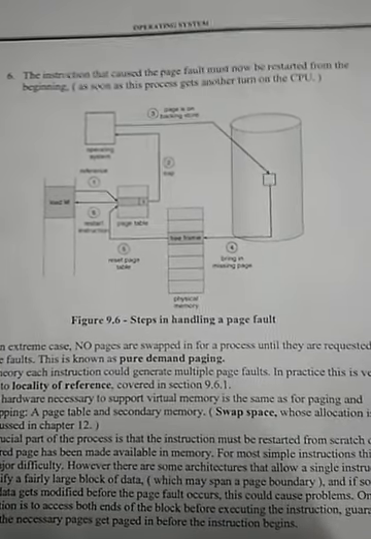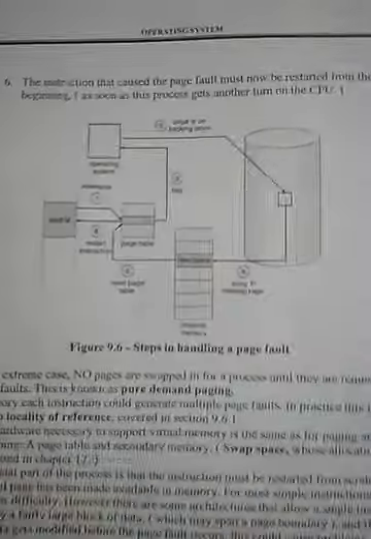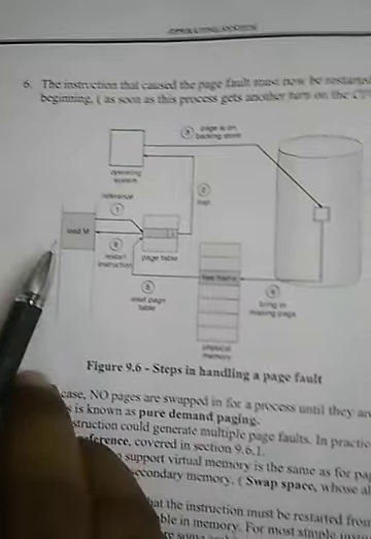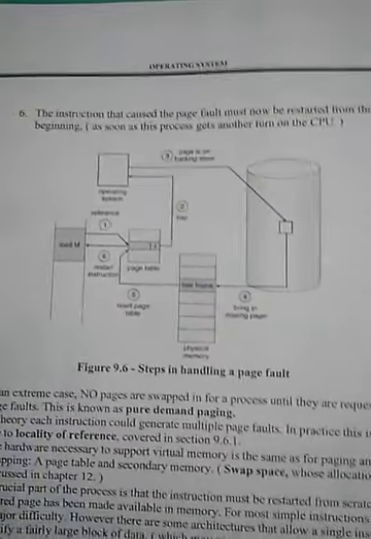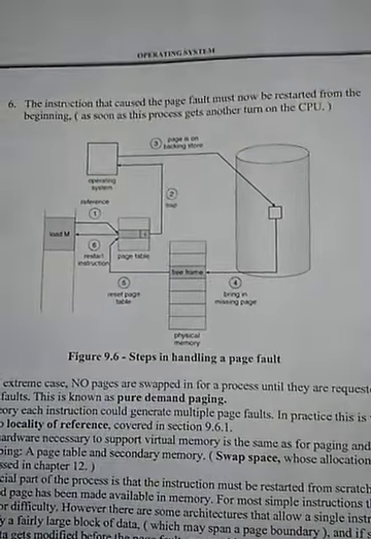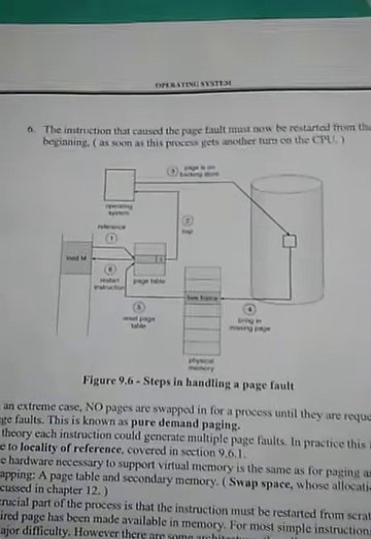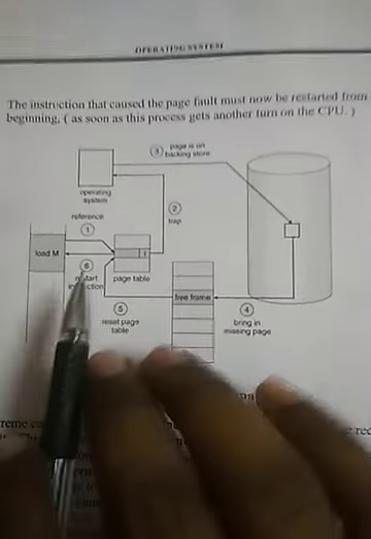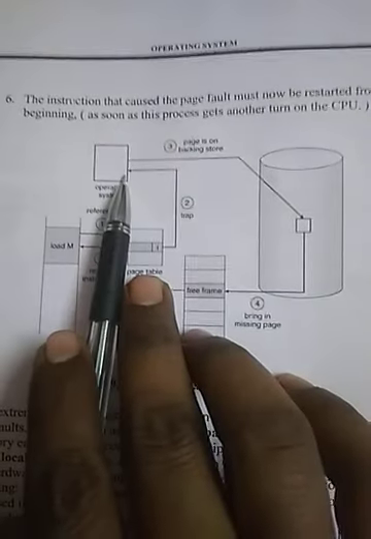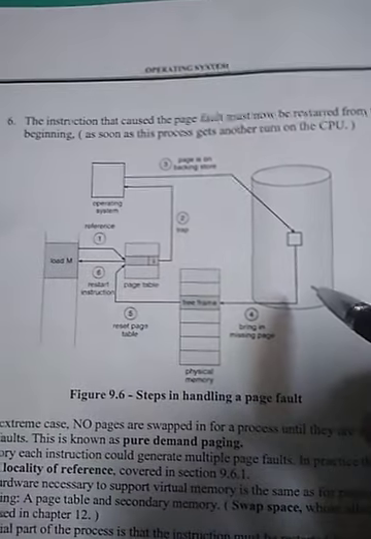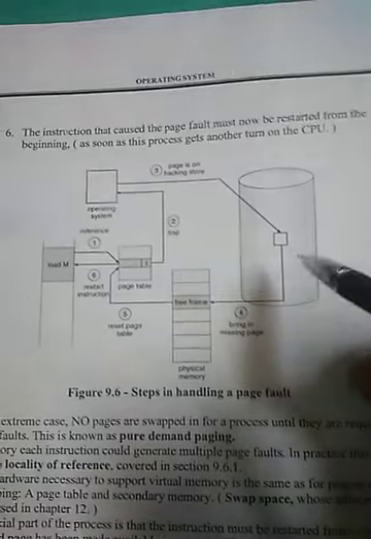What are the steps for handling a page fault? First step, load M. The Mth page has to be loaded by the CPU. First it checks the page table. The page table entry is invalid, because invalid means the page is not in main memory, so it goes to the operating system. The second step is trap to the operating system. The operating system checks whether the page is in secondary memory.